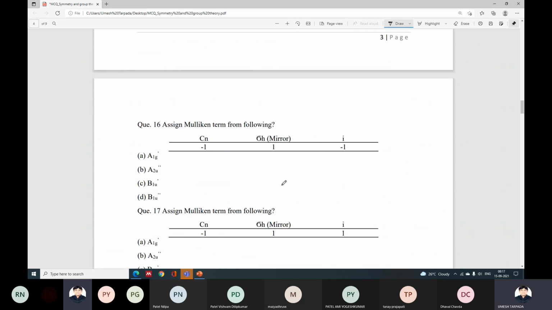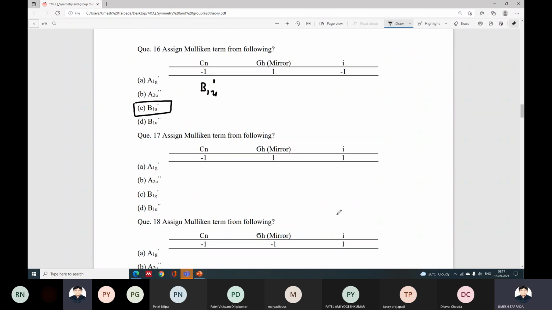What about in this case? Option D will come, sir. B1U double dash. Cn is -1, so B is the correct one. Sigma H is 1, so B1. I is -1, so U, and sigma H is 1, so single dash. B1U single dash, option number C.